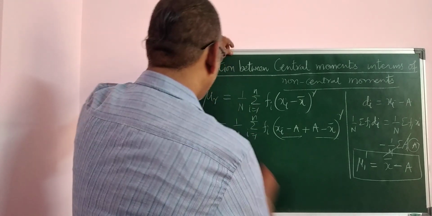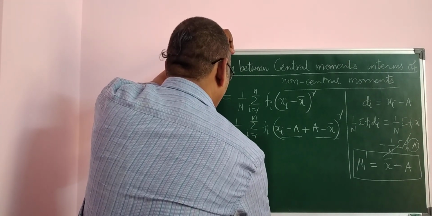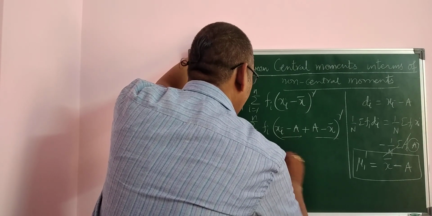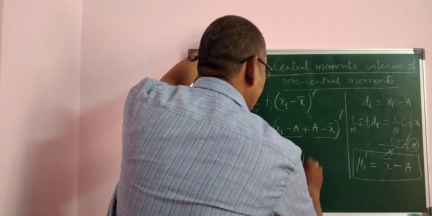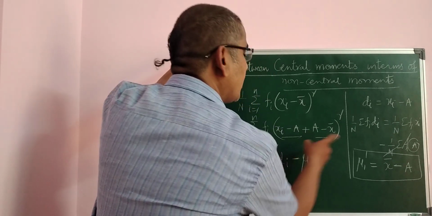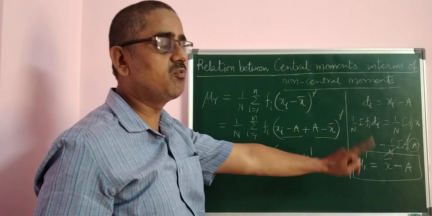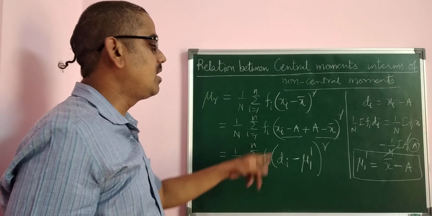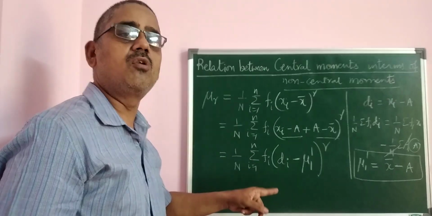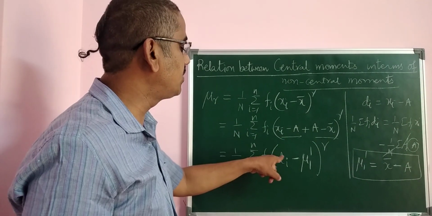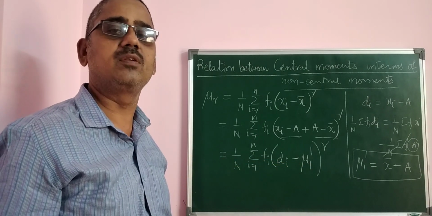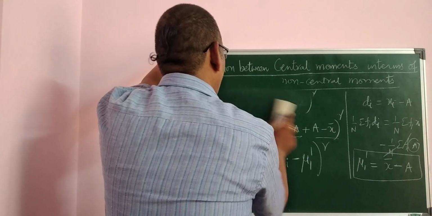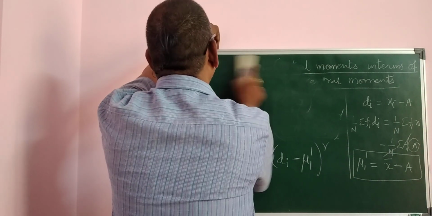Now I consider 1 by n summation i equal to 1 to n, fi into (di minus mu 1 dash) whole power r. It is minus mu 1 dash, not plus, because x bar minus a is mu 1 dash, therefore a minus x bar is minus mu 1 dash. This is the result we have obtained at the end. So we come to a conclusion that di is equal to xi minus a and a minus x bar is equal to minus mu 1 dash. From this, now you have to expand the term and get the relation.